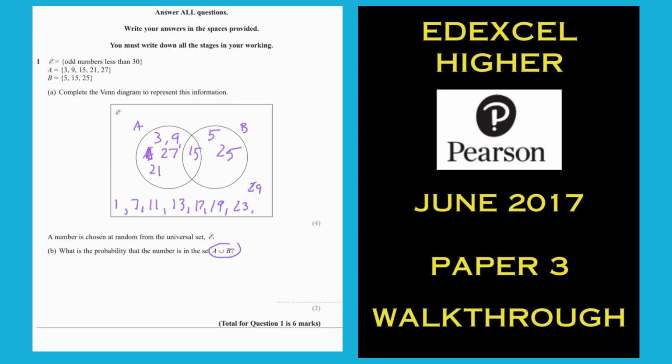Probability of A union B, so you count them all up. 1, 2, 3, 4, 5, 6. We've got 7 of them out of 15 of them. And I made that harder than it should have been.